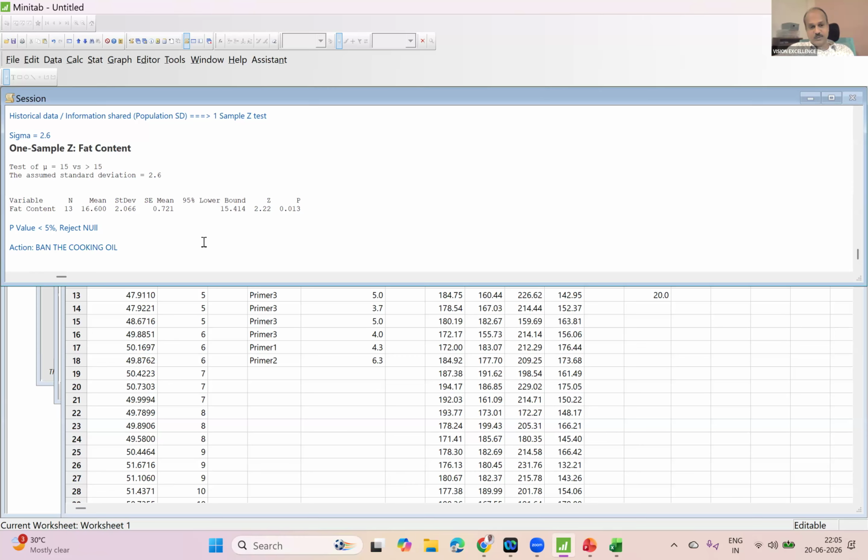But please note, if you don't want to be too strict, you can write something else here. Instead of ban, you can warn the cooking oil company. Yes or no? You can be strict also, or you can be lenient also. I leave it to you. But statistics is giving you a strong signal that something is going wrong. Are you with me, all of you? Do you understand what I explained today?